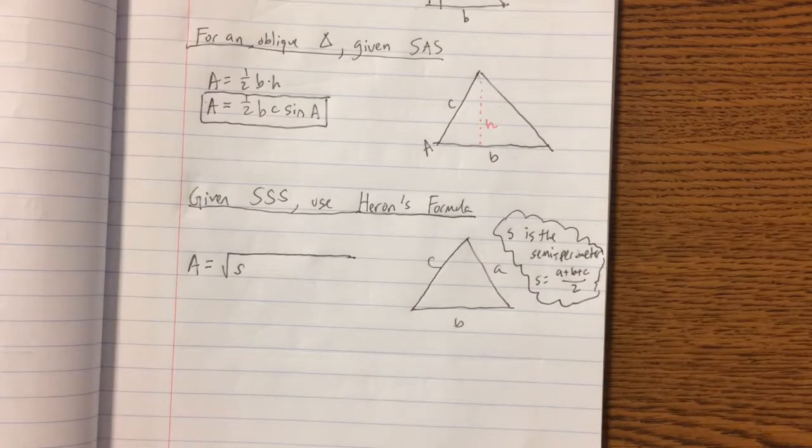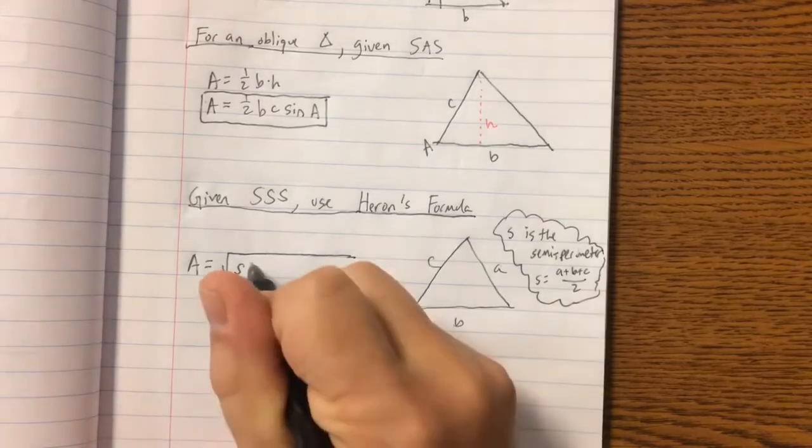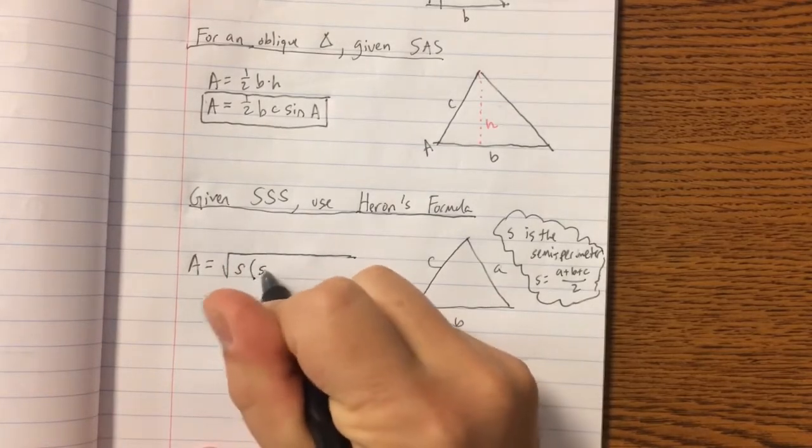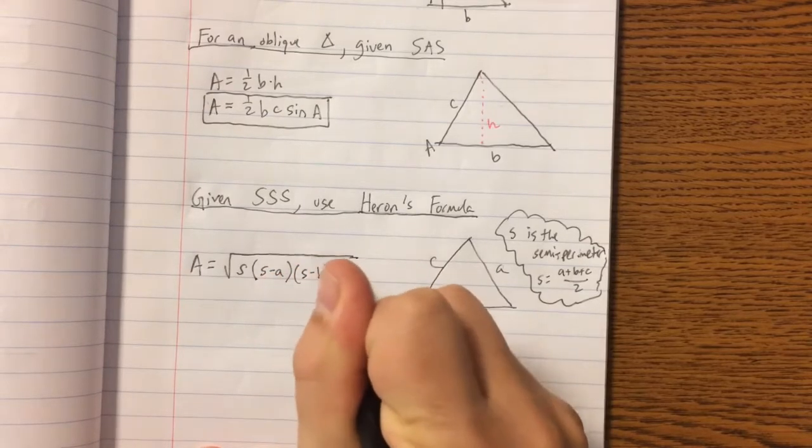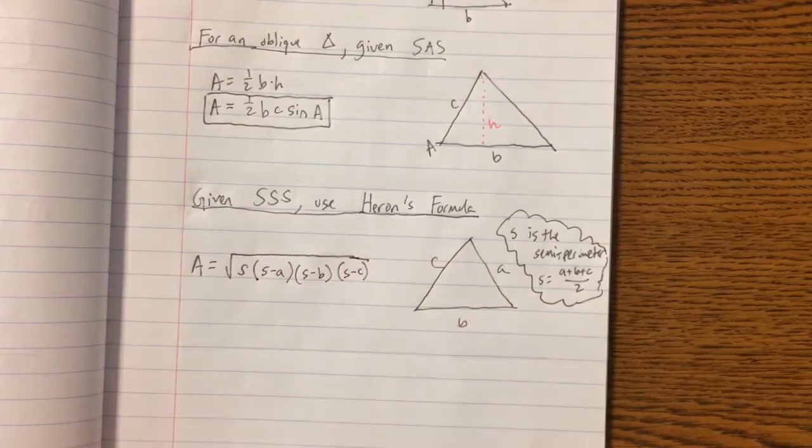So I said we're going to multiply 4 things, right? Well, one of them is the semi-perimeter, and the other 3 things are the differences between the semi-perimeter and each side. So you would have the semi-perimeter minus A, the semi-perimeter minus B, the semi-perimeter minus C. Then if you multiply all those 4 numbers and take the square root, you'll get the area.